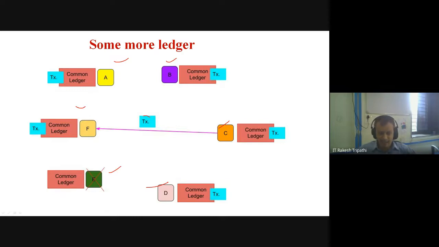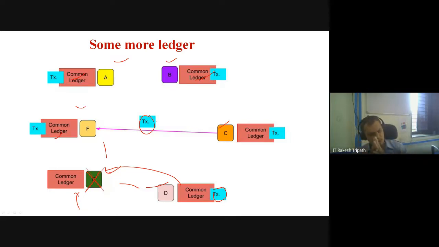Whenever any transaction happens, that transaction is flooded and appears on all nodes. If one is down, let it be down. Whoever is up will be recording this transaction. Once the down node is up, it will talk to a nearby node and say, tell me the latest ledger status, and then it will copy the entire ledger from it and be up to date. So this is the idea of blockchain.